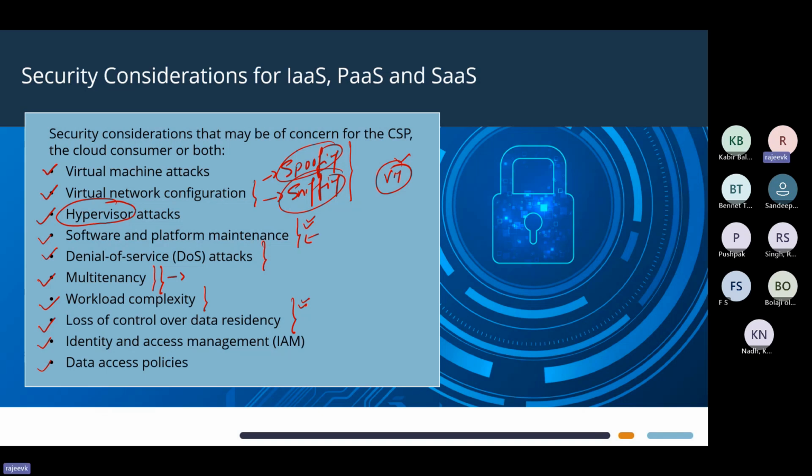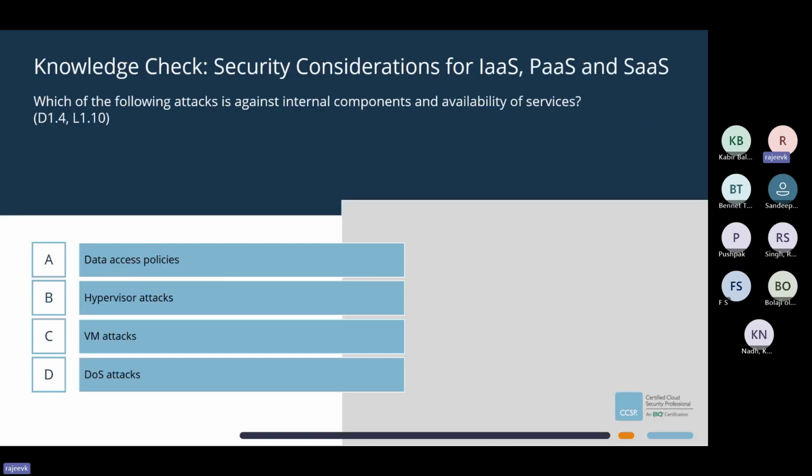And what are some of the challenges you may face when it comes to improving the security of the infrastructure? Quick question for you all. Which of the following attacks is against internal components and availability of the services? DOS. Okay, so DOS attack is normally what we expect, correct. A DOS attack can occur against internal components, against availability of the service. So remember, it is asking for availability of the service. This is the key point, and availability will be impacted.